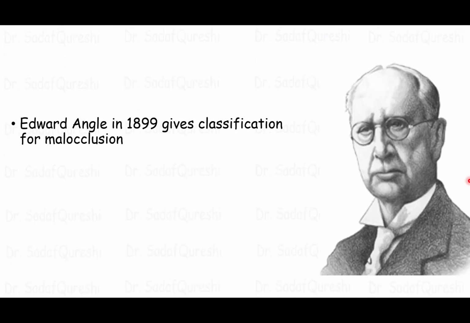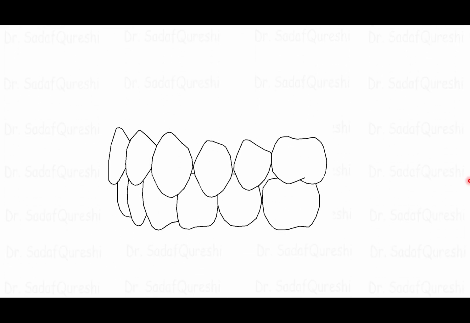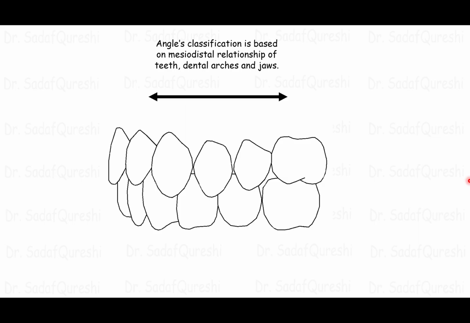Edward Engel in 1899 gave a classification for malocclusion. It is a useful classification because of its simplicity of use. Engel's classification is based on the mesiodistal relationship of teeth, dental arches, and jaws.